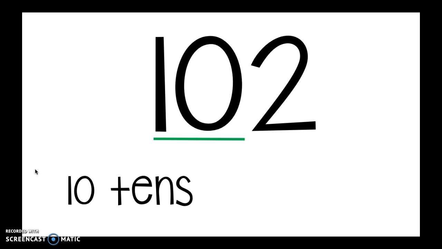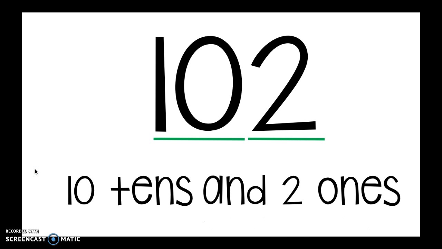I tried it out. I took 102. Hmm. First, I'm going to look at that 10 spot. How many tens do you see in the 10 spot? Yeah, there's 10 tens. That's outrageous. Now I'm going to look at the ones. How many ones do you see? Ding, ding, ding. You're totally right. 2 ones. So I could say 102, or I could say 10 tens and 2 ones.